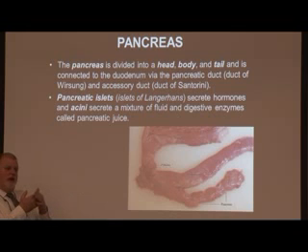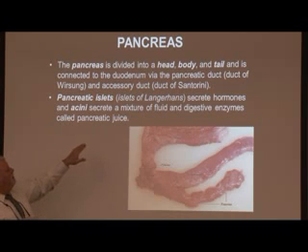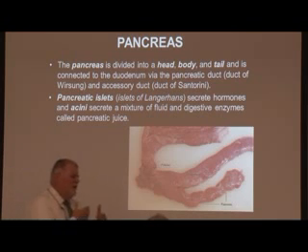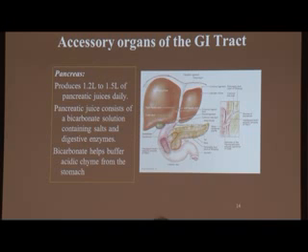So the pancreas actually fits into two body systems. It fits into the digestive system because of the production of digestive enzymes and pancreatic juice, and it also fits into the endocrine system because these islets of Langerhans produce hormones. So that's what we're going to talk about: the two parts of the pancreas and the role that they play. And then in the lab on Tuesday, we're going to look at the pancreas under the microscope and we'll be able to see these cells in detail.